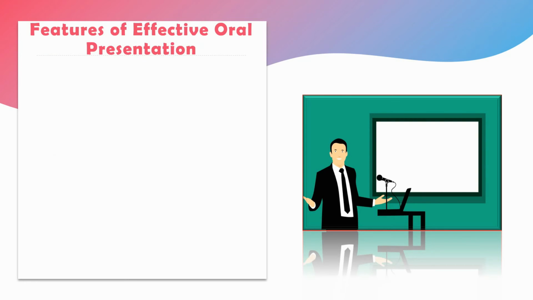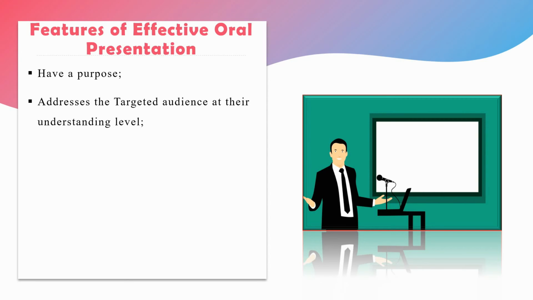Let us move on to the features of effective oral presentation. The first one is having a purpose. Having a purpose means for what reason you are giving the presentation. That should be clear in the mind. So this is what having a clear purpose means in effective oral presentation. This is the first feature.